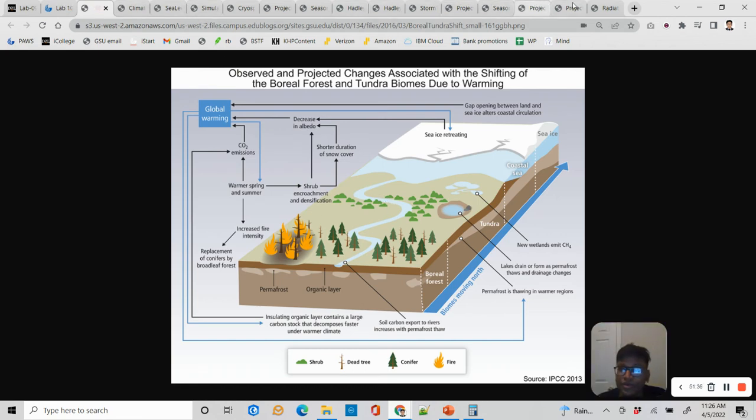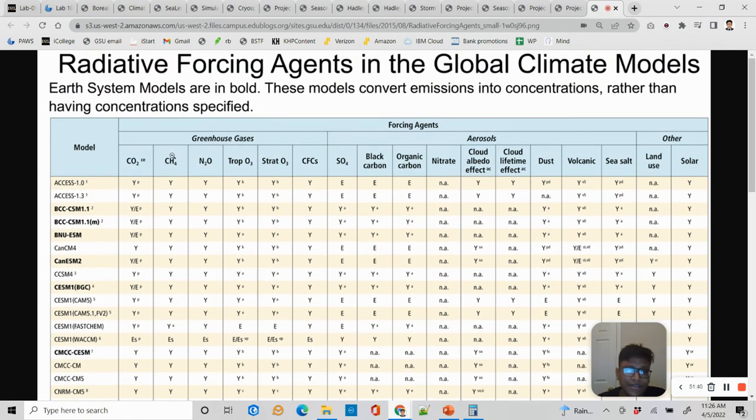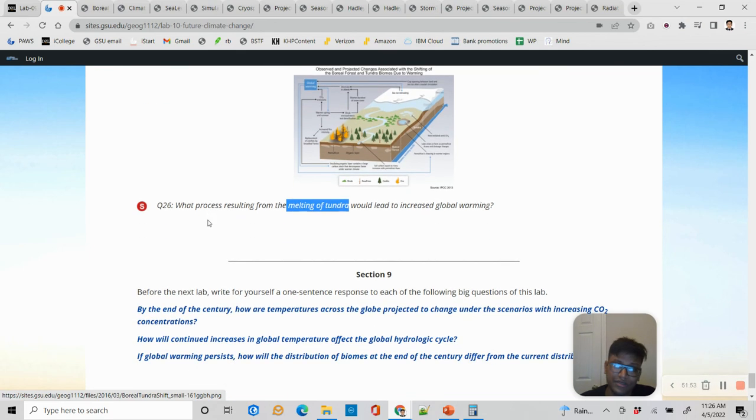Let me go to the first one that I opened. Here, you see methane is a greenhouse gas in this chart. Methane has a radiative forcing impact, right? Definitely, if it has radiative forcing, that helps increase global warming. So that's one of the questions.